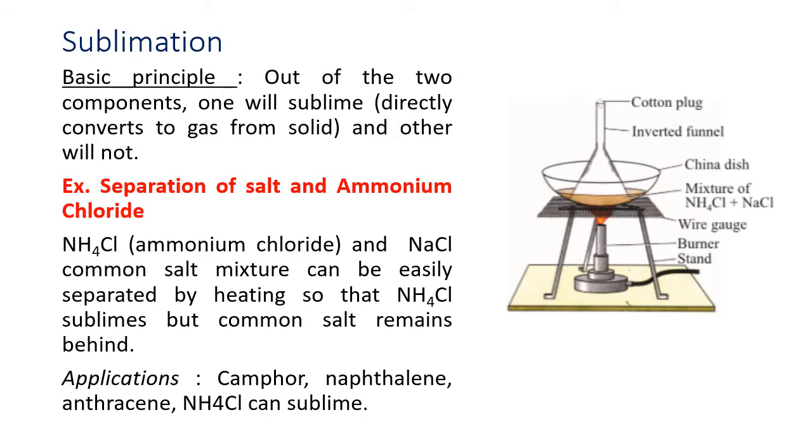Now sublimation. So what is sublimation? You know the process of sublimation. When a solid turns directly into gas or gas turns directly into solid, the process is called sublimation. So out of the two components, one will sublime, meaning directly turn from gas to solid or solid to gas. Now the example is separation of salt and ammonium chloride. Ammonium chloride is a sublimate, meaning it will sublime.